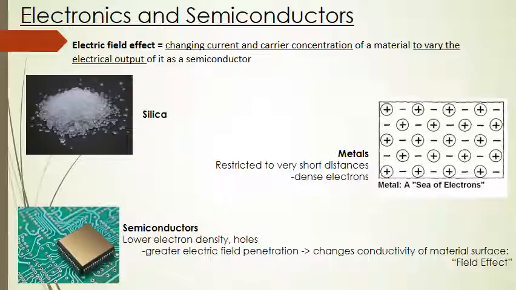So I've defined the electric field effect, which is basically the main phenomenon behind changing current and carrier concentration of a material in order to vary the electrical output of it as a semiconductor. From being the main semiconductor conductive material in the field for many years, silica as an electronic has been researched and perfected extensively and is near its maximum output. This is part of what has led researchers to searching for new materials to be semiconductors and has led to the discovery of graphene's utility.